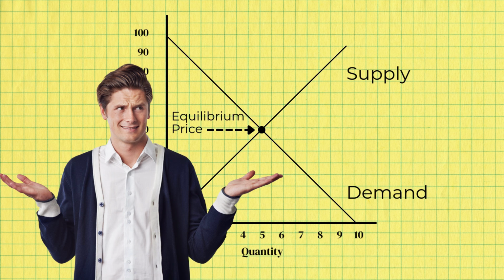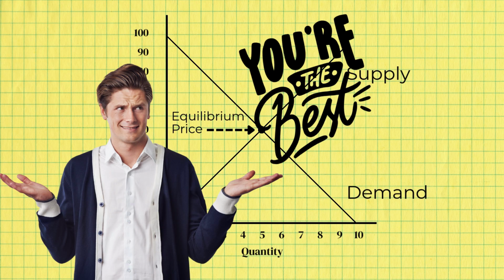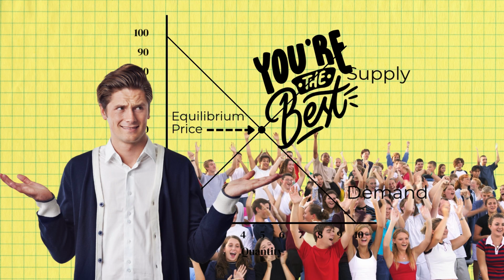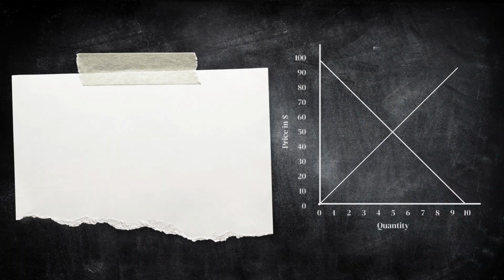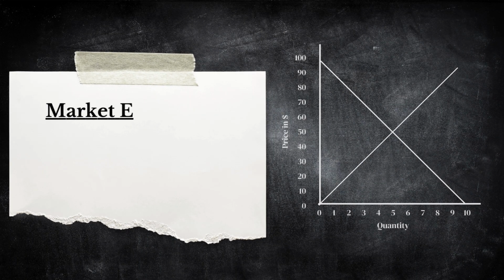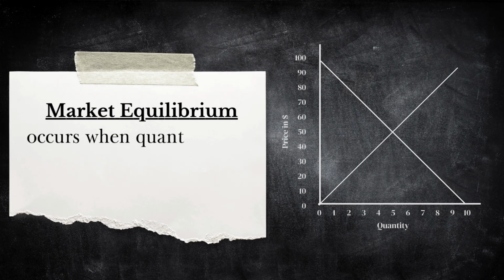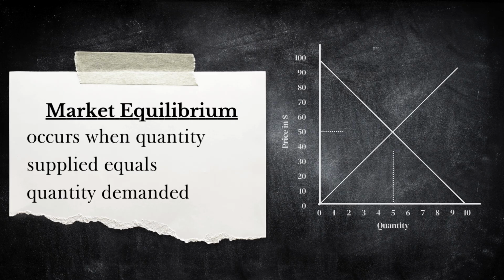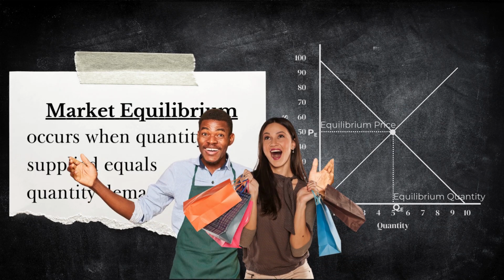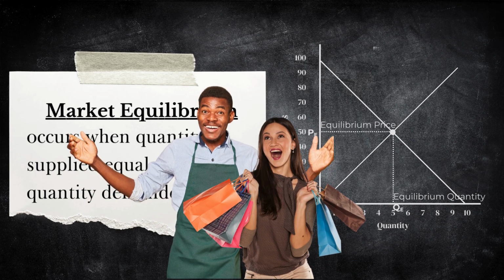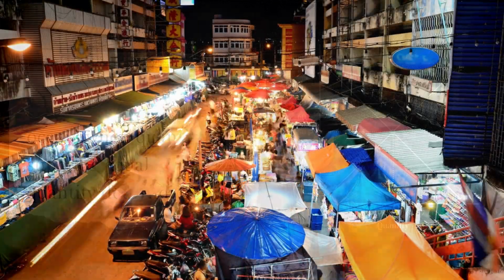Well, that's what we're going to talk about today, and I'll explain why the equilibrium price is the best price for the entire society. First off, let's look at the definition. Market equilibrium occurs when the quantity supplied equals the quantity demanded. At this point, the price is called the equilibrium price, and the quantity is called the equilibrium quantity. In other words, the buyers bought what they wanted and the sellers sold what they wanted. Everyone is happy. But let's take a deeper look at why that is.